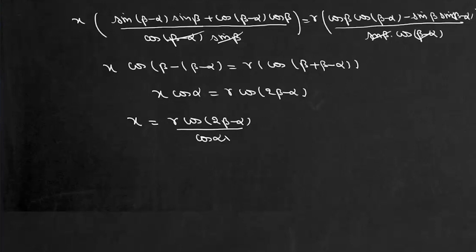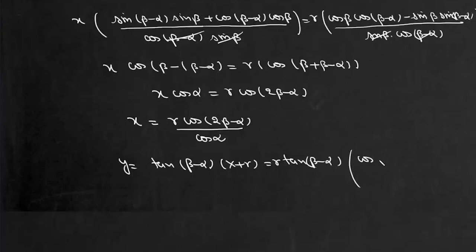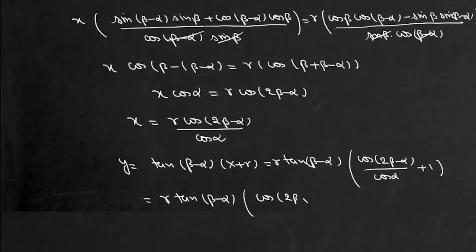And now we can find y, and we know that y is tan(beta minus alpha) into x plus r. So there will be tan(beta minus alpha), x is this value plus r. So we'll take this r common, and then we'll have cos(2 beta minus alpha) upon cos alpha plus 1, which is r tan(beta minus alpha), and this is cos(2 beta minus alpha) plus cos alpha upon cos alpha.